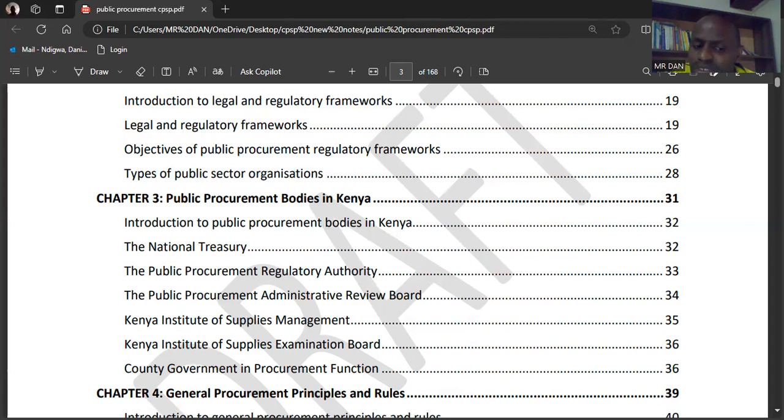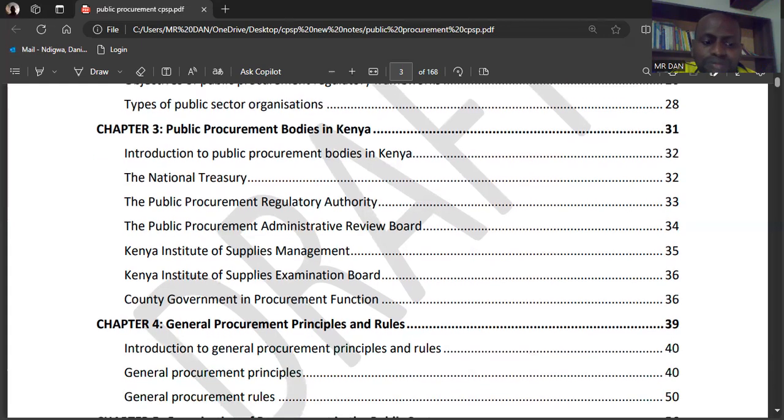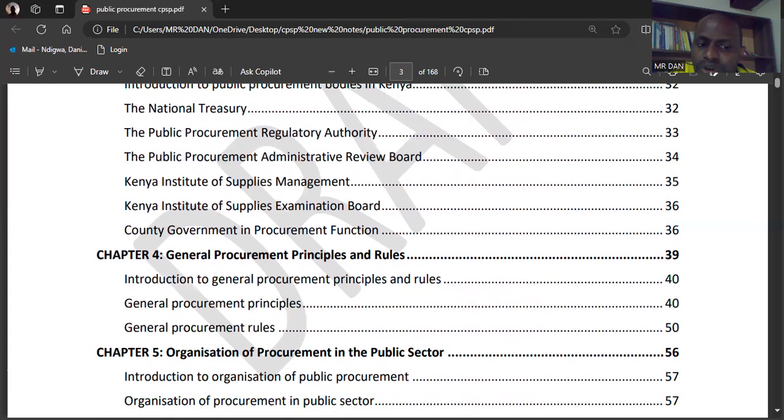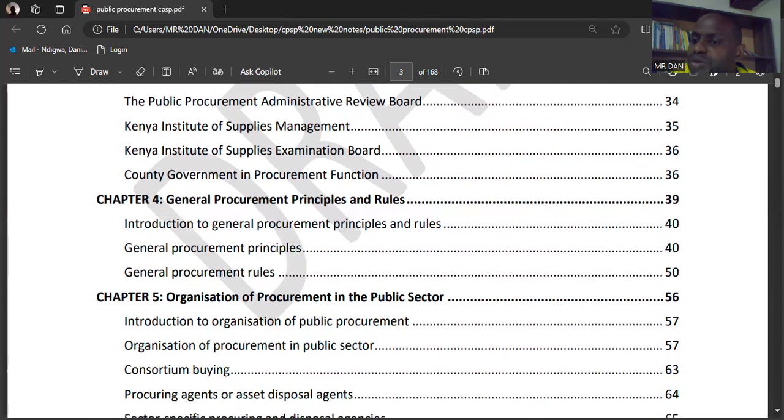Then we also have the county government functions. So here we'll be able to understand what the county does. What is the role of county government in ensuring that they follow procurement processes? Chapter 4 is all about principles and rules.